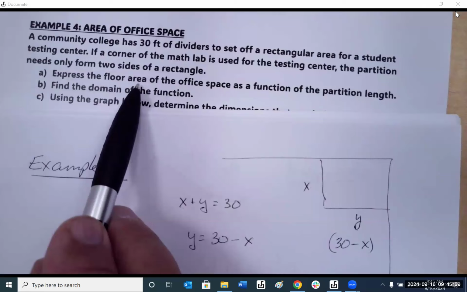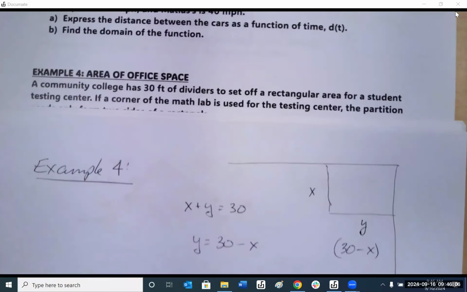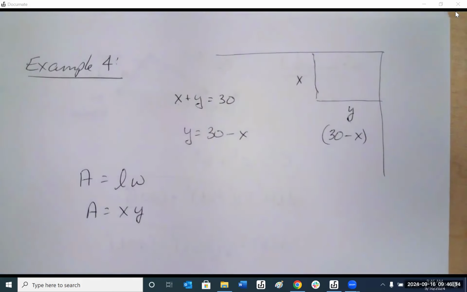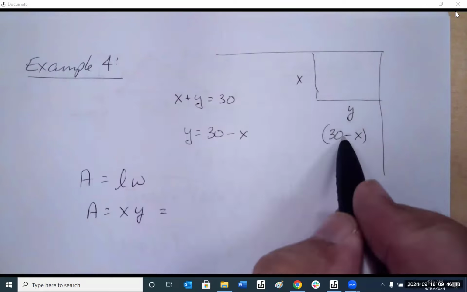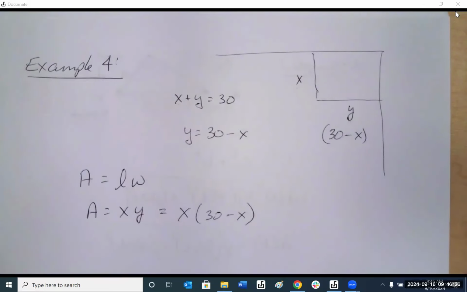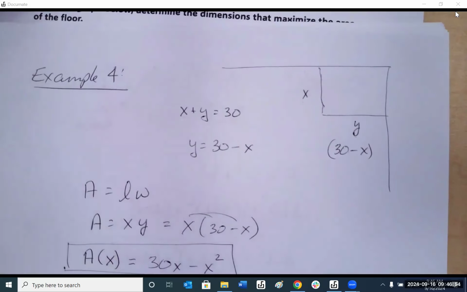We're looking to express the floor area. What's the formula for area? Yeah. Length times width. In our case, it's x times y. But now we have y as 30 minus x, so this area is now a function of only x. Multiply those, we get 30x minus x squared. So this is A, the area function.